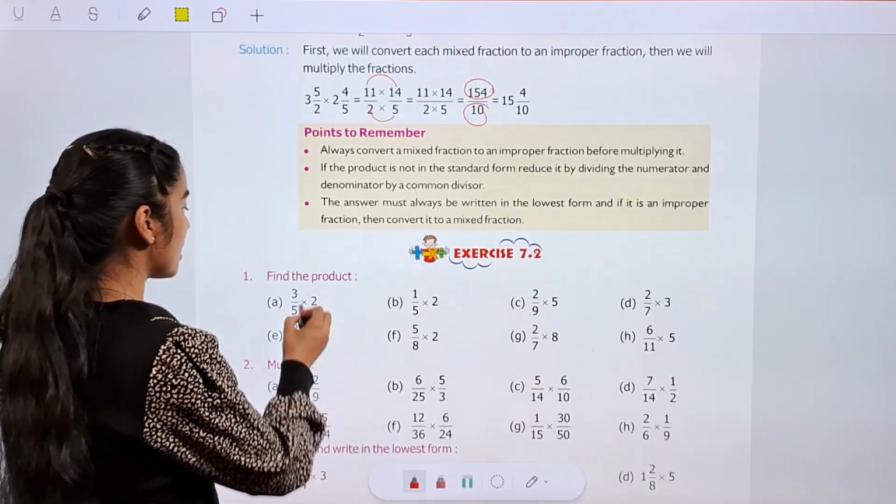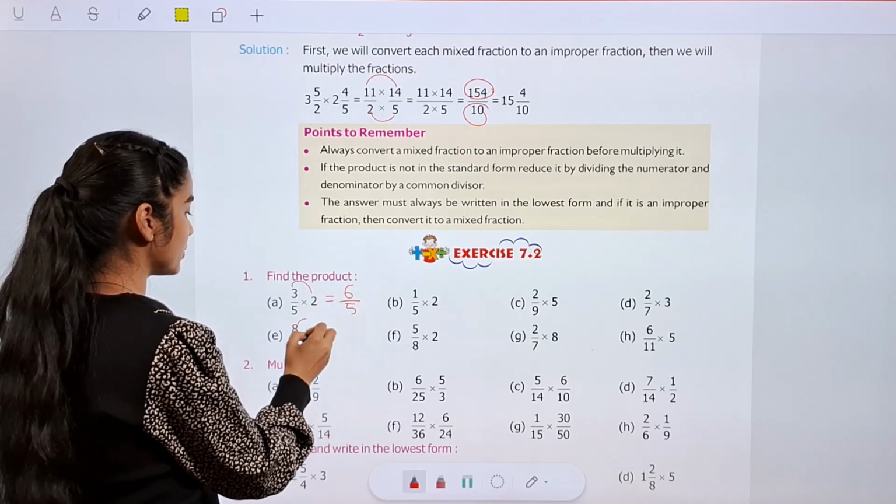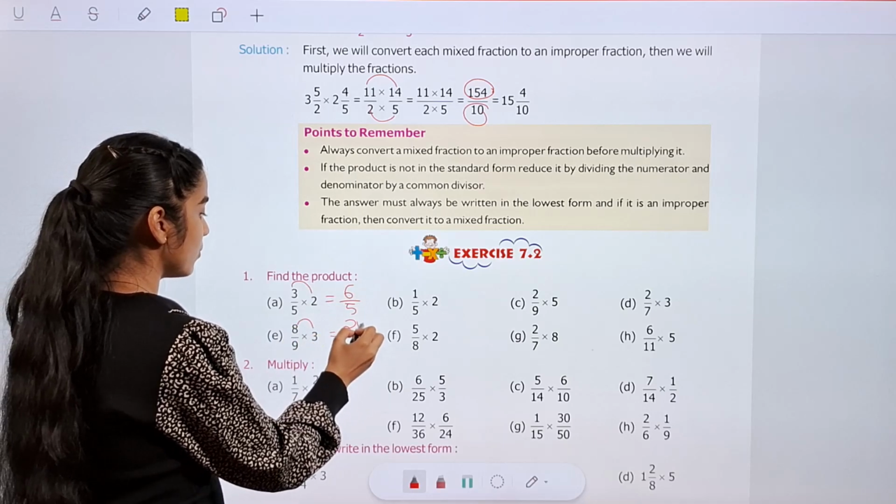Okay, so here what will be our answer? 3 2s are 6 upon 5, 8 3s are 24 upon 9.